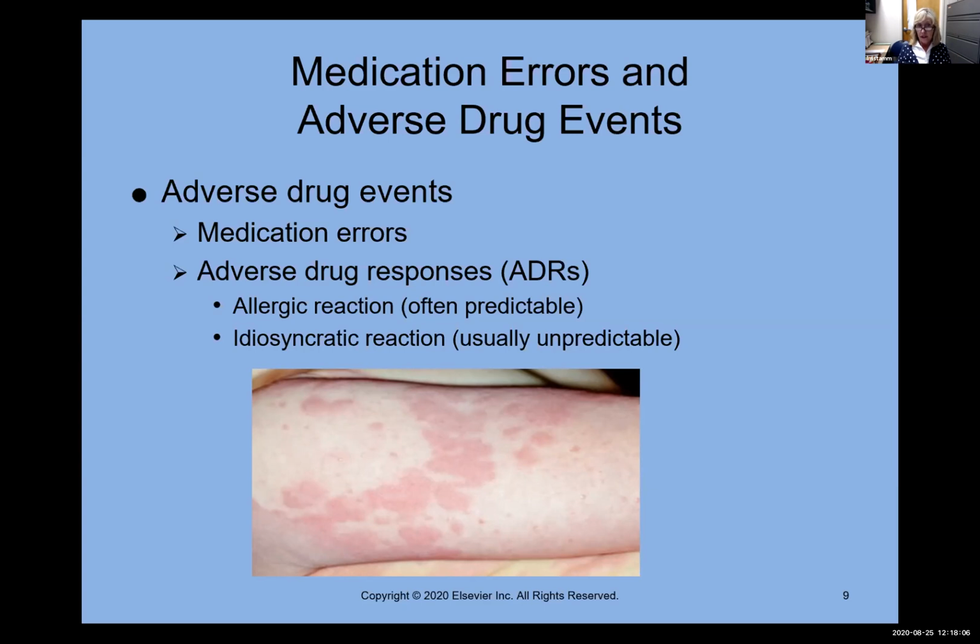We also have, under that umbrella of adverse drug responses, allergic reactions. So you see a picture here of someone that's having an allergic reaction. And when do we typically see allergic reaction? What's a pretty common med for an allergic reaction? Very good. So antibiotics. Antibiotics, it's pretty common to have an allergic reaction. So that is also considered an adverse drug response, but it is fairly predictable.